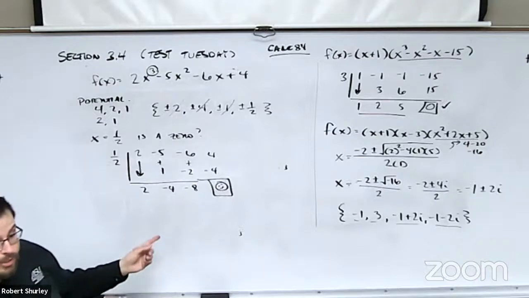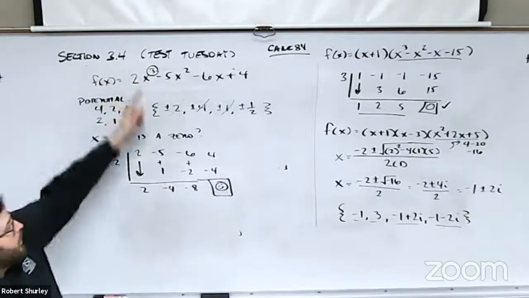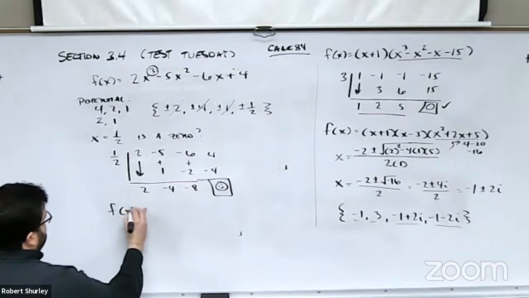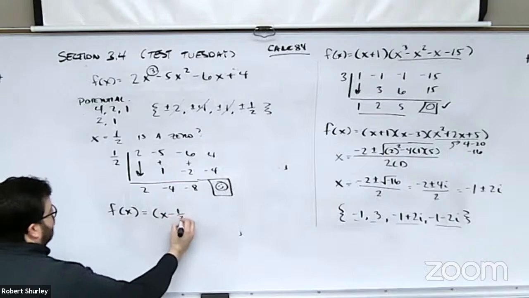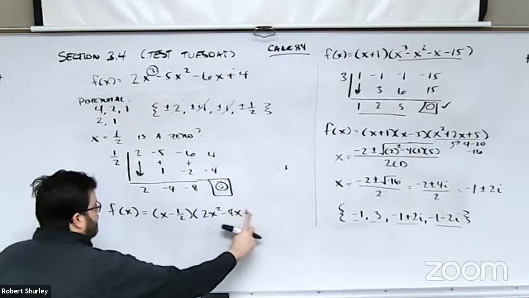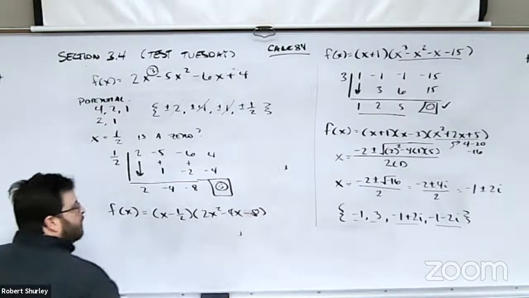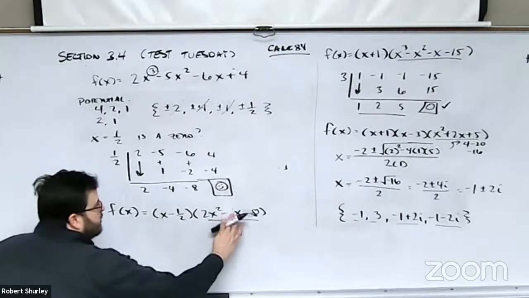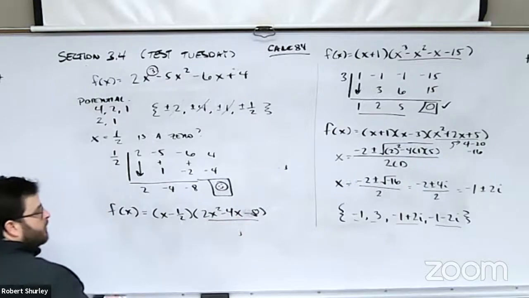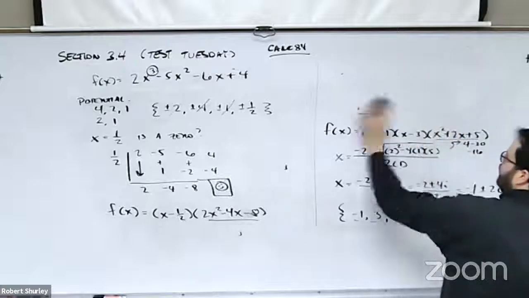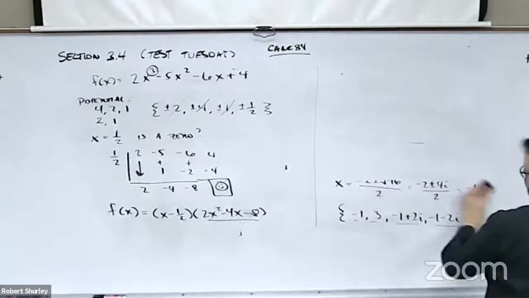Now, guys, this one's a little easier, right? Because it's a third degree. Now that I've divided this out, I know that f of x equals x minus 1/2 times 2x squared minus 4x minus 8, not plus 8, minus 8. It left us with a nice quadratic, okay? Now I'm just going to solve out that quadratic, and we'll have the last two zeros. It's not like the one before where we had to divide it out twice.